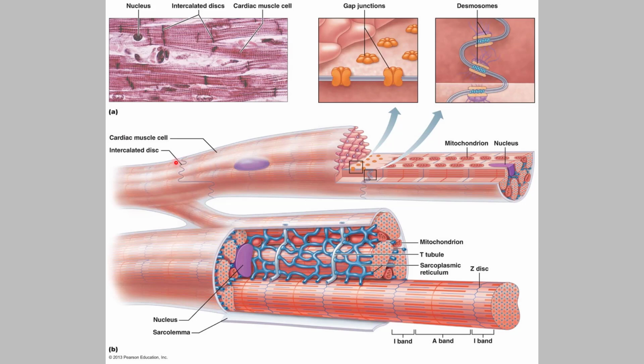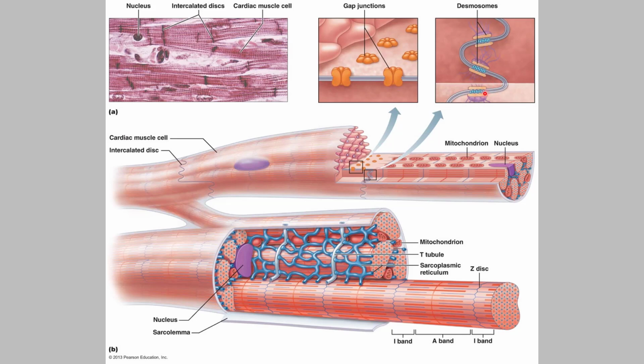Now, an intercalated disc is a special type of cell junction. Think back to chapter 3 when we were learning about ways that cells are joined together. Well, two different types of cell junctions are found at an intercalated disc. We find gap junctions and desmosomes, and I'm going to talk about the desmosomes first.